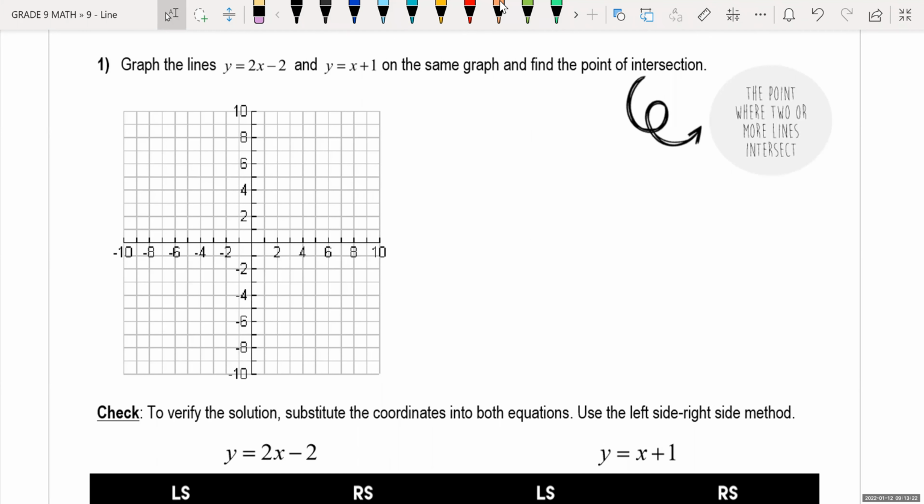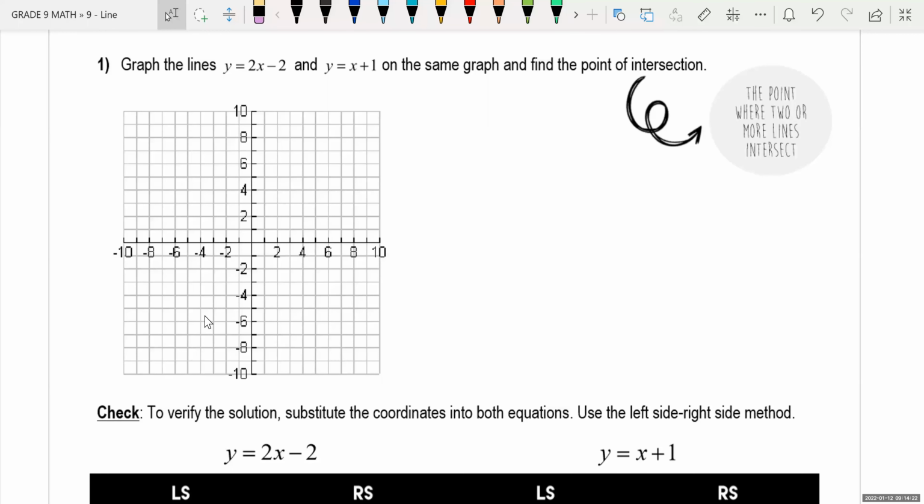Graph the lines y = 2x - 2 and y = x + 1 on the same graph and find the point of intersection. Okay, so we're going to graph these two lines using y = mx + b. This is a good time for us to review that, and I will review it with you.